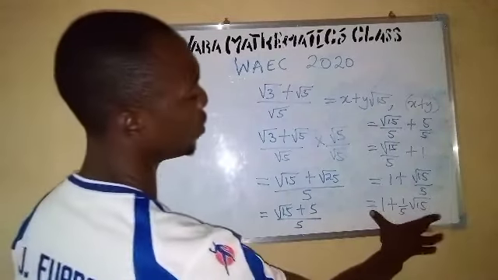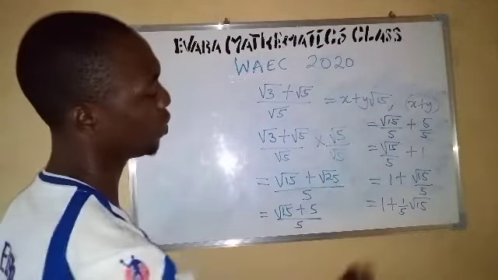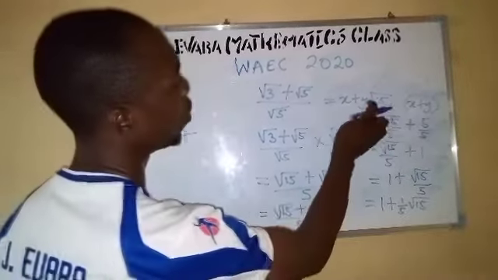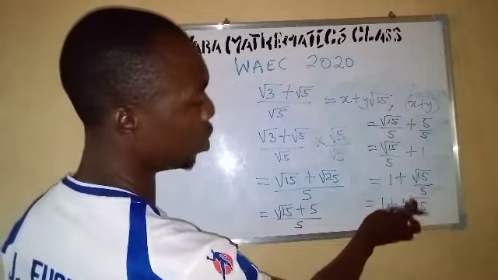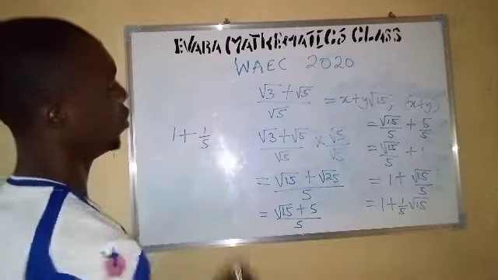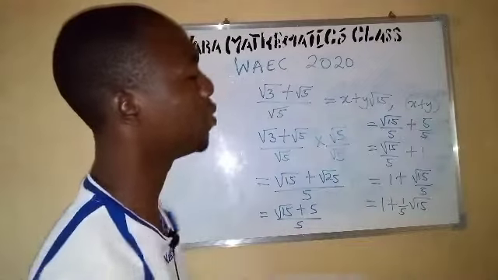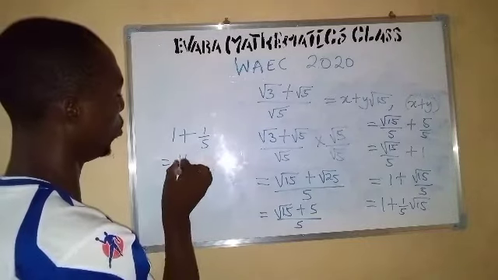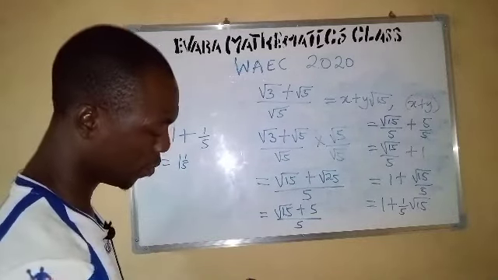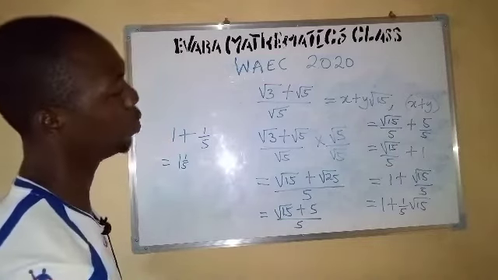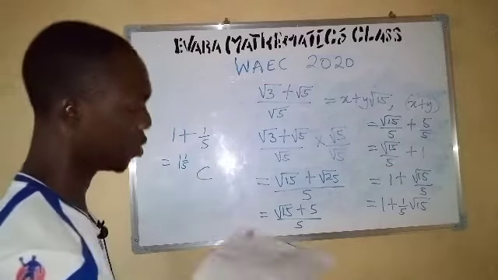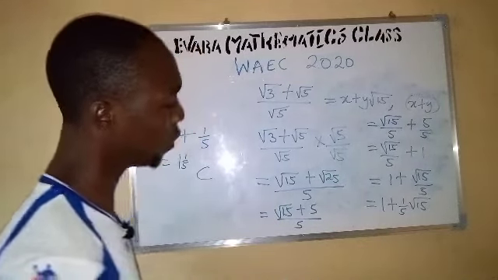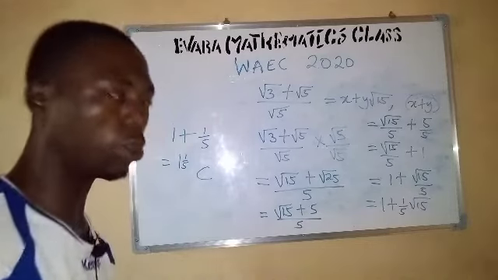So if we compare this with this now, we can see that x is 1 and our y, which is the coefficient of that root 15, is 1 over 5. And the question says we should find x plus y, so we have to add them together. 1 plus 1 over 5 will give us 1 whole number 1 over 5. That is corresponding to what? Option C. So this is where we are going to stop for this lesson. Then the next lesson we continue from question number 9.